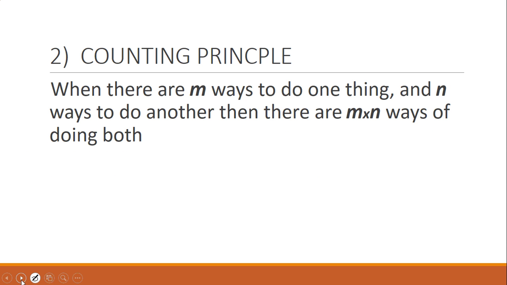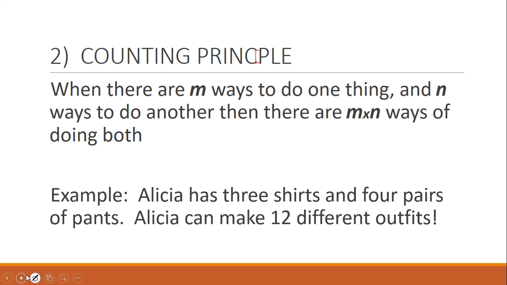Another big thing to know for probability and statistics is often a question about lunch menus or different combinations of outfits. So sometimes this is just referred to as the counting principle. Oh, and I can see I didn't spell that right. Principle. There we go. When there are m ways to do one thing and n ways to do another, then there are m times n ways of doing both. Basically, you multiply them.